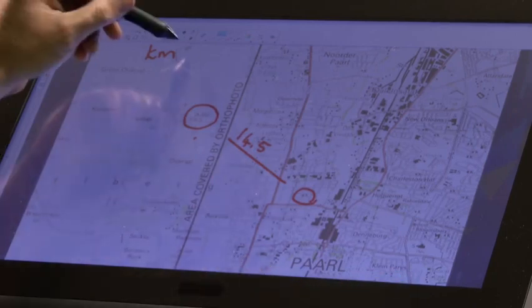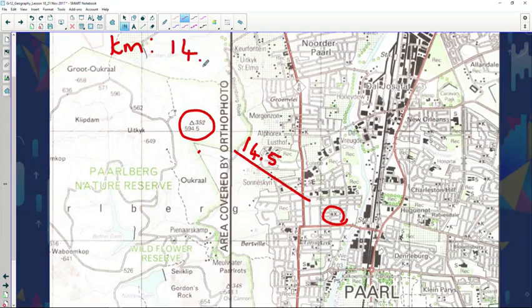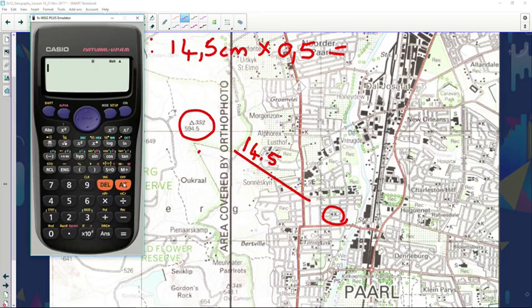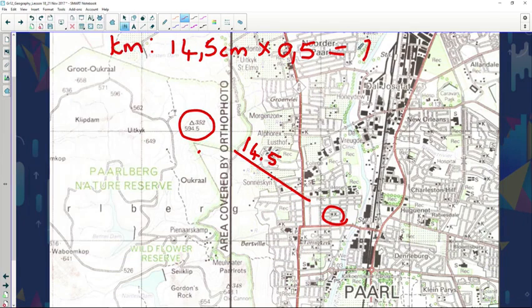So to get my answer in kilometers, what do we do? 14.5 centimeters times 0.5. And if we quickly calculate it, 14.5 times 0.5, that gives us 7.25 kilometers.